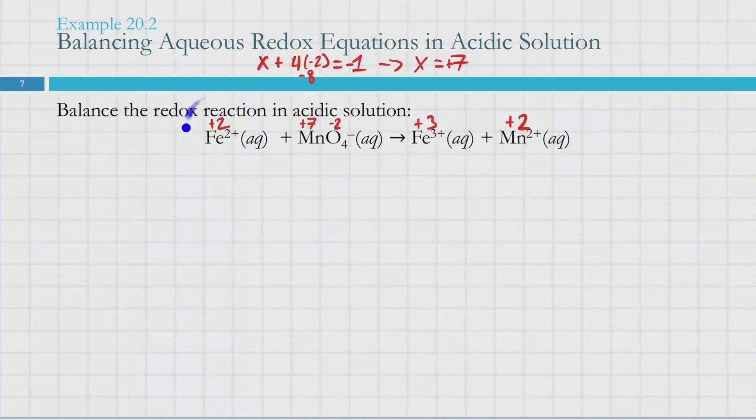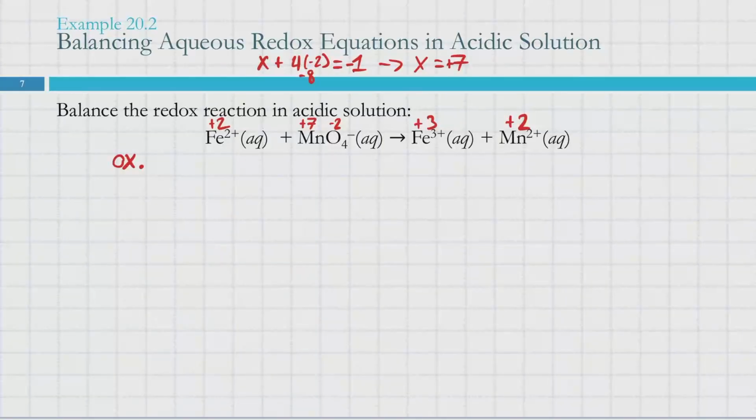Iron's oxidation number is changing. It's going from a +2 to a +3. What is that going to be? Oxidation or reduction? Oxidation, because the number is going up. It's got a bigger oxidation number. That's oxidation.